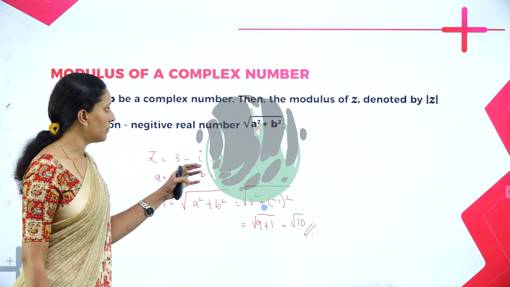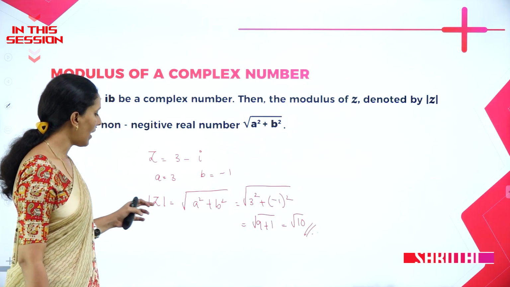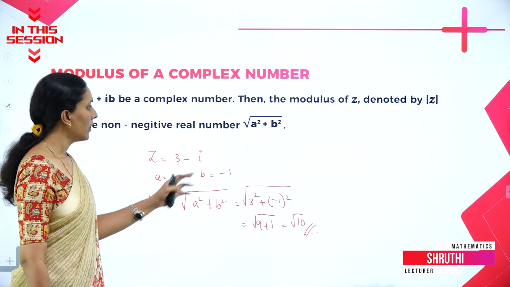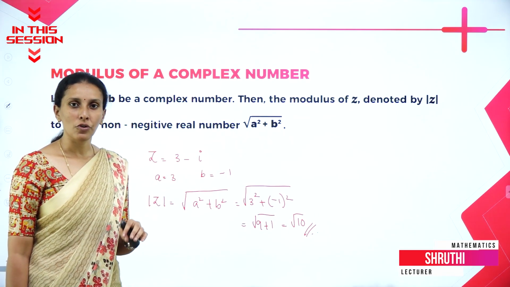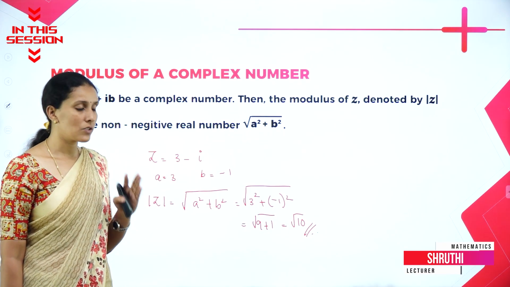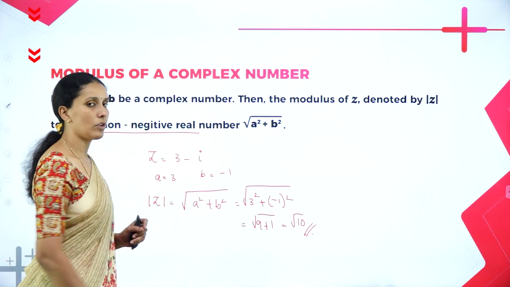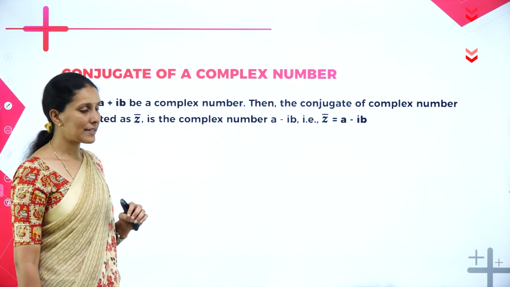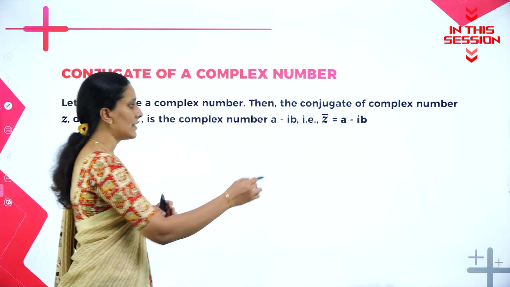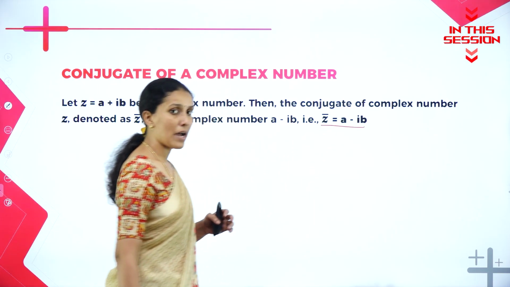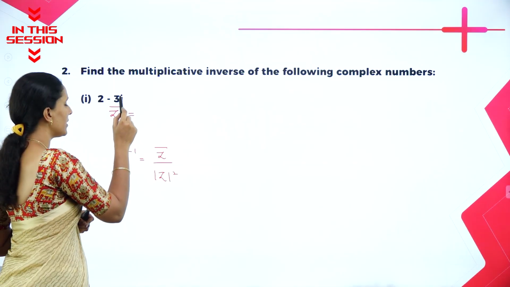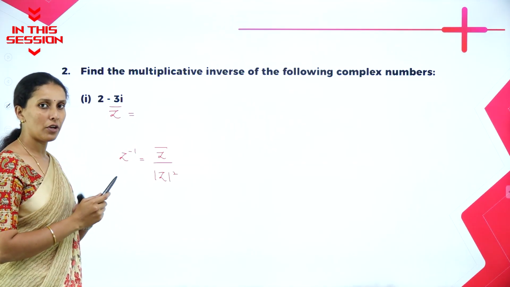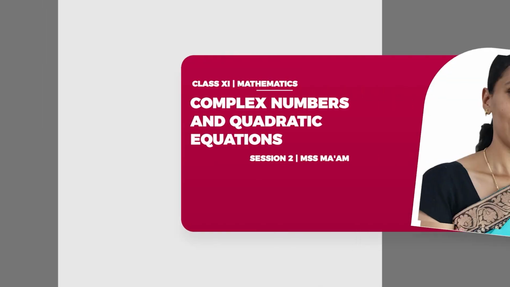For any complex number, to find the value of the modulus of z, we take the square root of a square plus b square, and it is always a non-negative real number. So for any complex number z equal to a plus ib, we define z bar as a minus ib. Conjugate is nothing but changing the sign of your imaginary part.